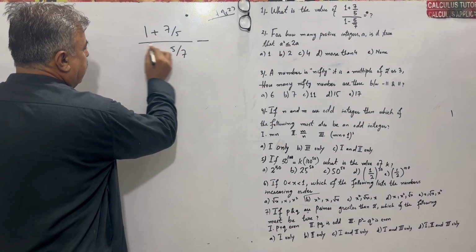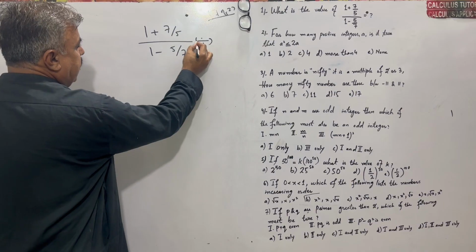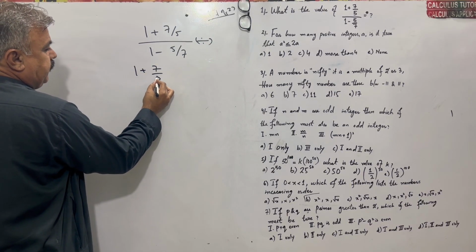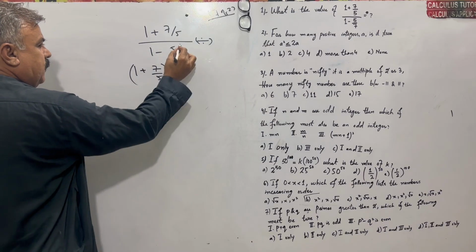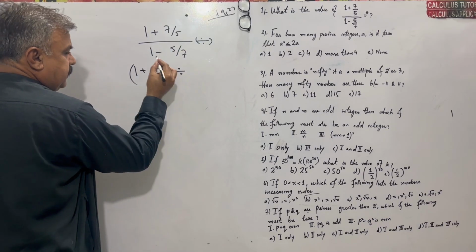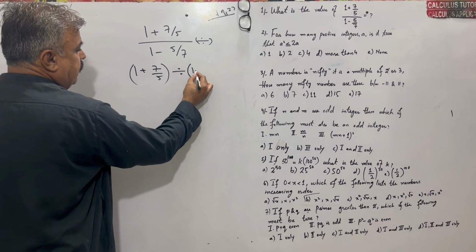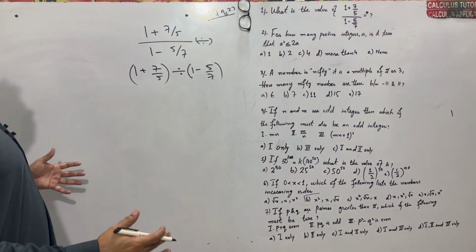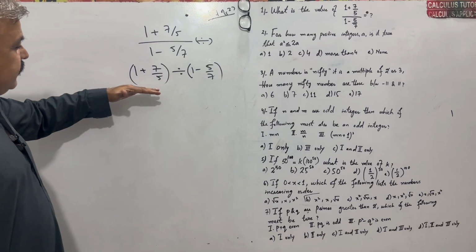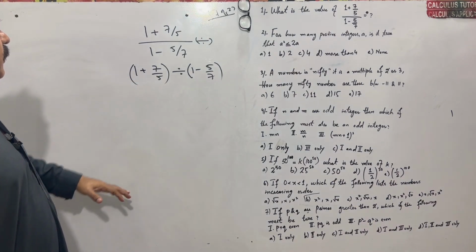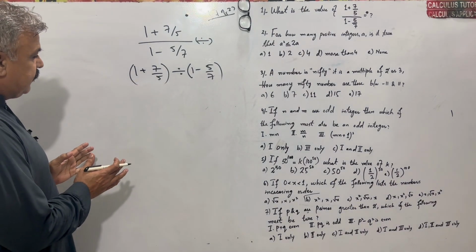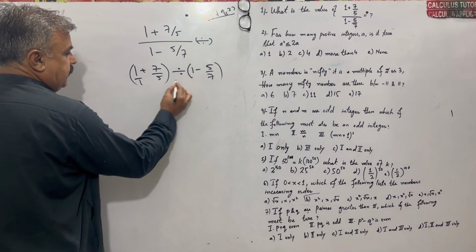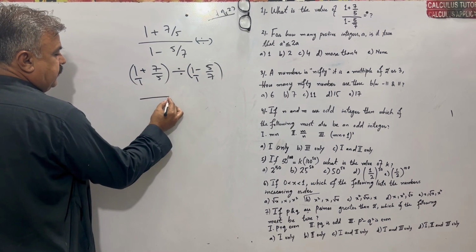Instead of the overall division, introduce the symbol of divide: 1 + 7/5 divided by 1 - 5/7. Take a sigh of relief. You have done something good. Now the situation is in your control. Just take LCM.